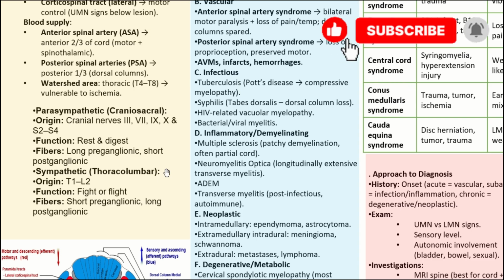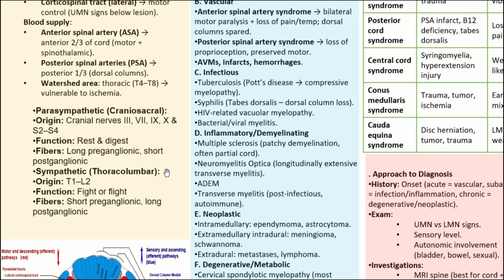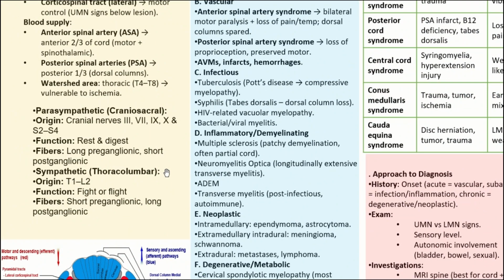So if we have a disruption there, if the spinal cord is severed somewhere and we have loss of those functions of the parasympathetic, you can tell what could happen. Basically, bladder and bowel control will be disrupted.